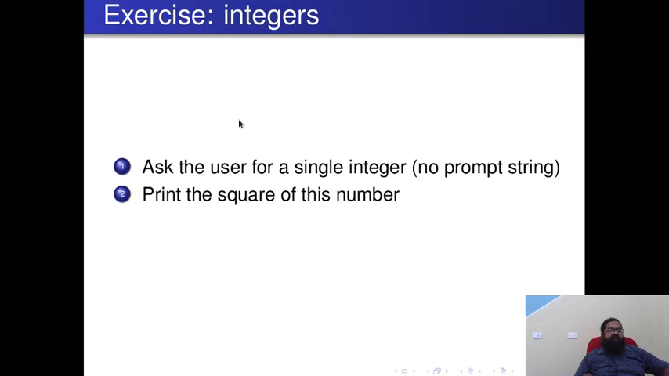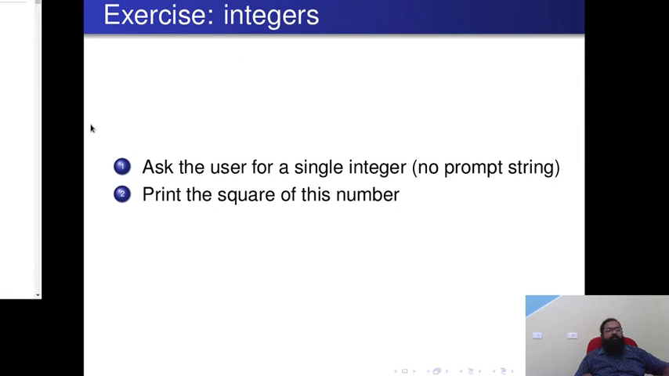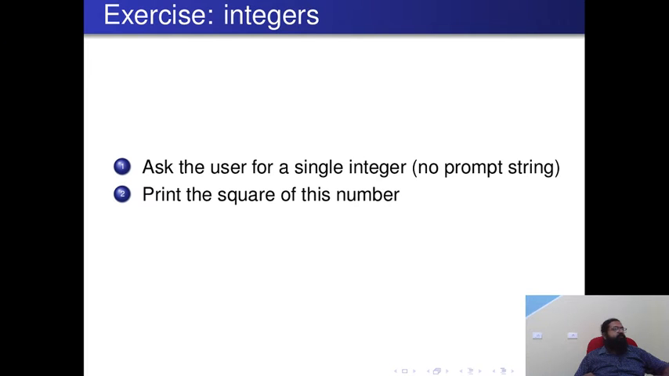Now the next question is, ask the user for a single integer. You don't have to have any prompt string. Print the square of this number. Can you please do this? Who is going to send the answer for this question?